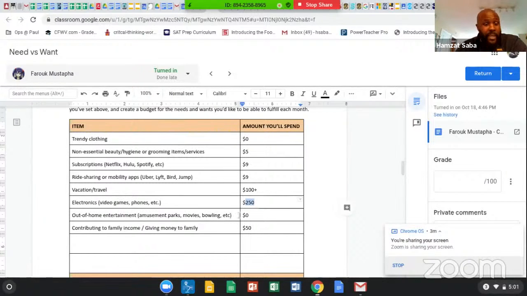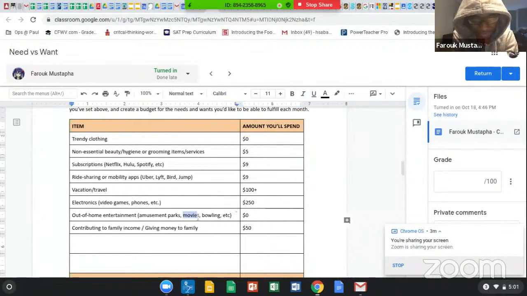Out of home entertainment. So you put $0. $0 for out of home entertainment. You're never going to go to the movies? No, never. Especially with what's going on now. Really? Well, yeah, that's true. But eventually, when things open back up, you're going to want to go out eventually, right? Go somewhere, see a movie, do something.